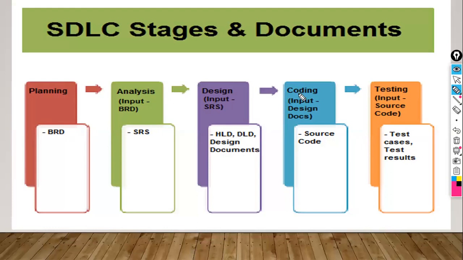These documents are given as input to the developers, and they develop the source code in the form of a build. That build is given as input to the testing team, and they test the particular build based on the test cases that they have written. Finally, the test results are given as an output, and the test closure document is prepared here, the final stage. So this is all about the stages of the SDLC as well as the documents that we develop in each and every stage.